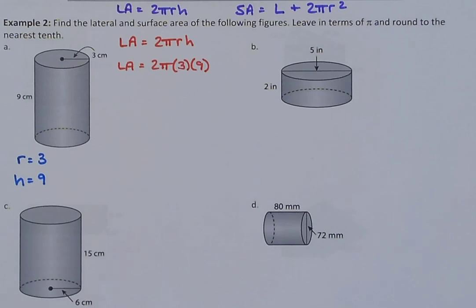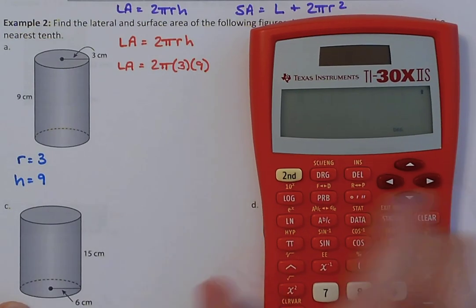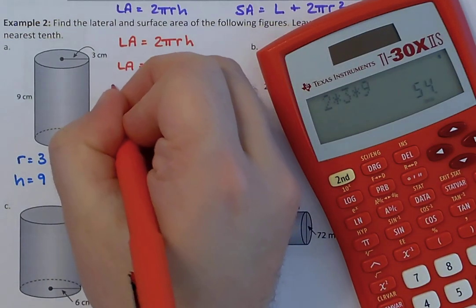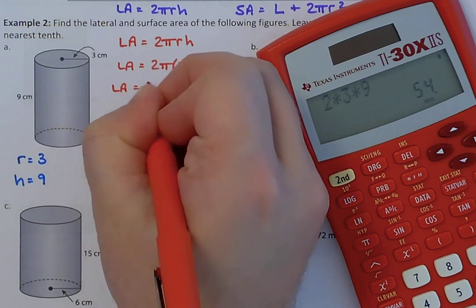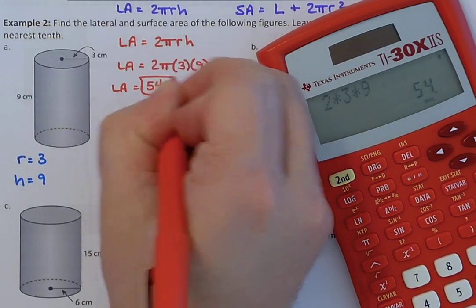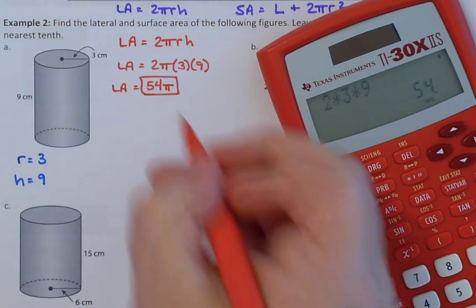which tells us a lateral area. Because they want it in terms of pi and then rounded, we're going to go through and just multiply the numbers first. So 2 times 3 times 9. So that gives us 54 pi. So that is going to be our lateral area.